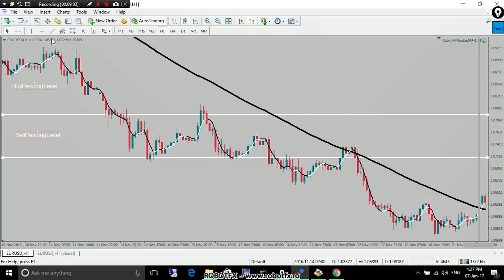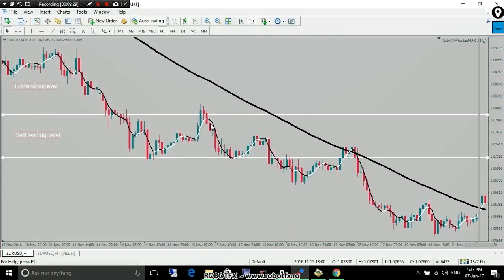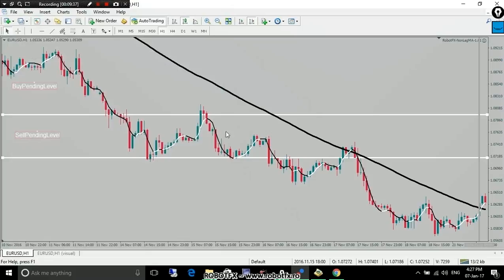Now, the best case scenario is, of course, when the expert advisor enters a sell here and exits here, when the non-lag moving average changes the color again from downtrend black into white. And by the way, we talked about this, but again, this is the setting, this one, close trades on non-lag moving average. If this is set to true, the expert advisor will open the trade here, as I said, and close it when the signal non-lag moving average, which for this example is 12, changes the color again to uptrend, white.